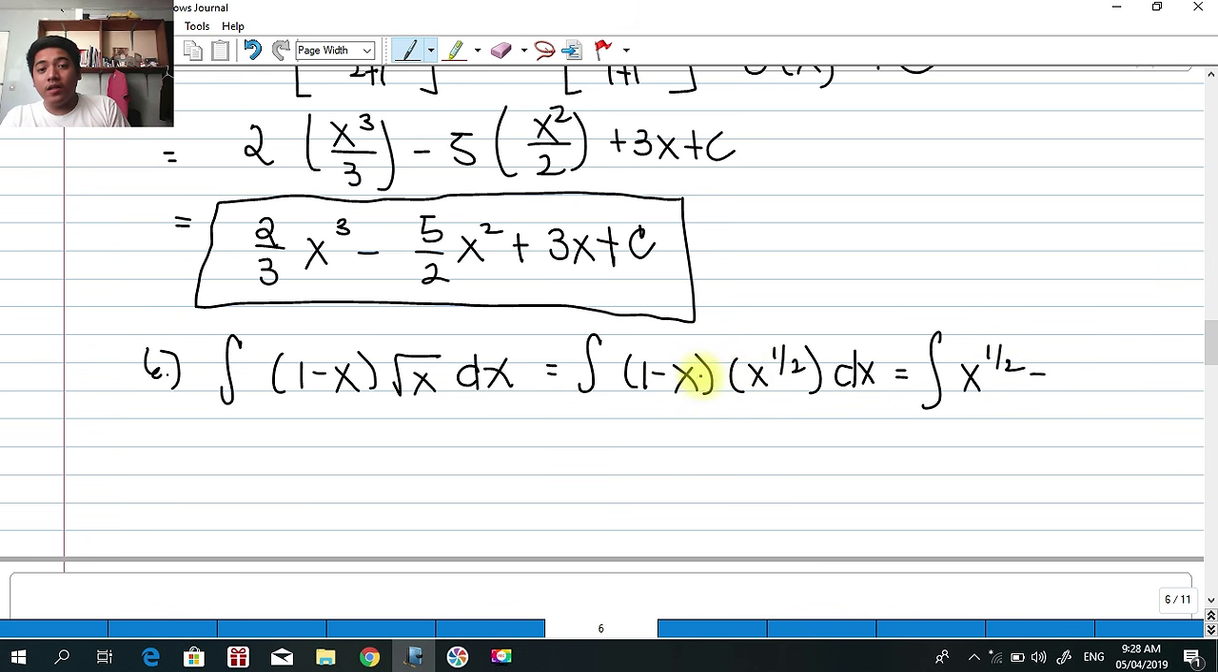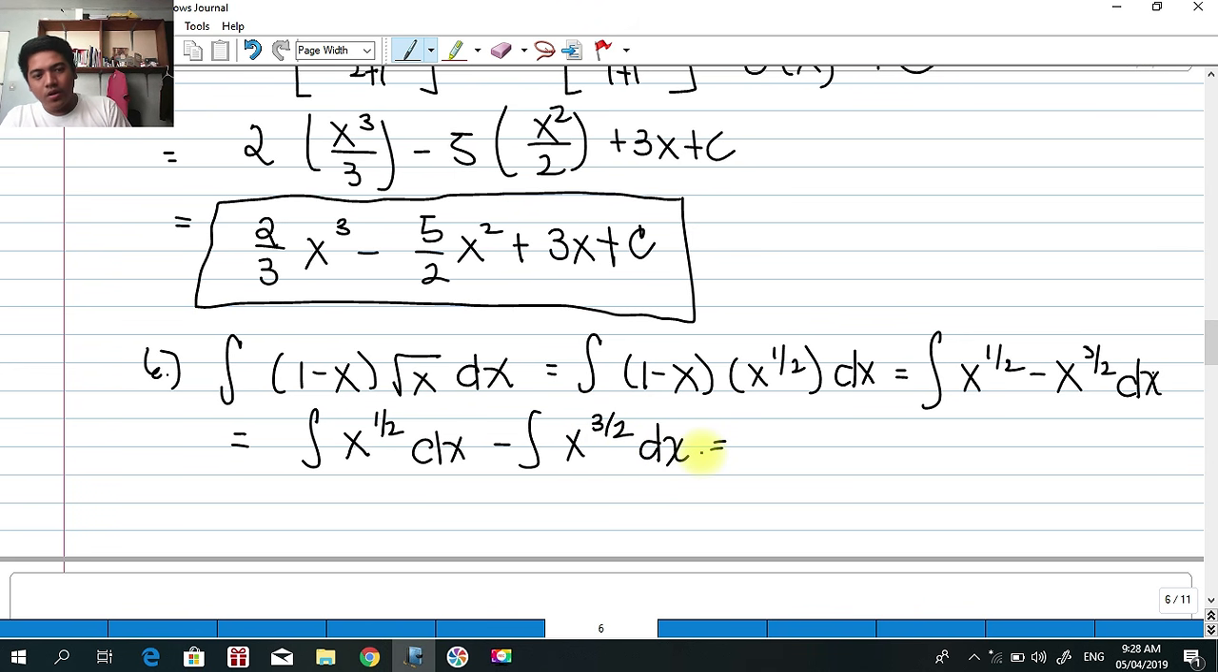The exponents will add, of which the exponent of this is 1. 1 plus 1 half, that should be 3 halves. x raised to 3 halves dx. And again, you can distribute the integral sign. Integral of x raised to 1 half dx minus the integral of x raised to 3 halves dx. So, by power formula, so what will happen? x raised to 1 half plus 1 over 1 half plus 1.